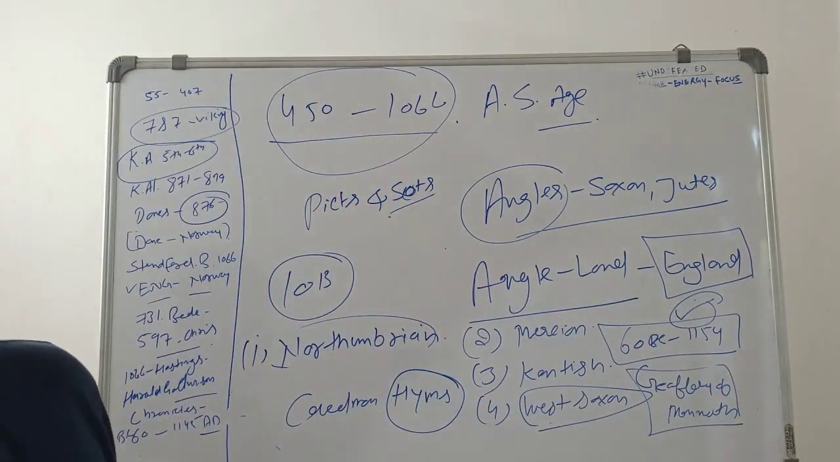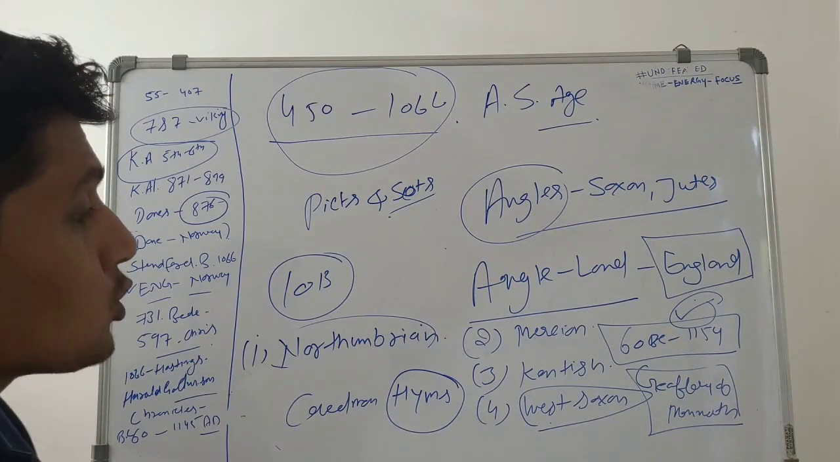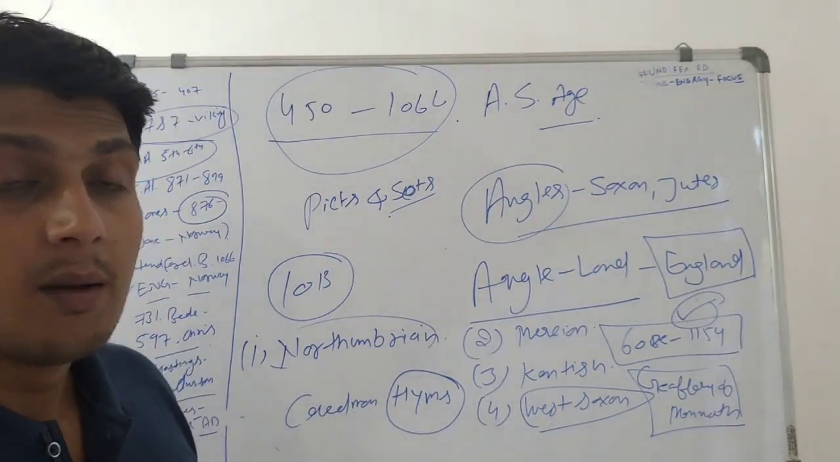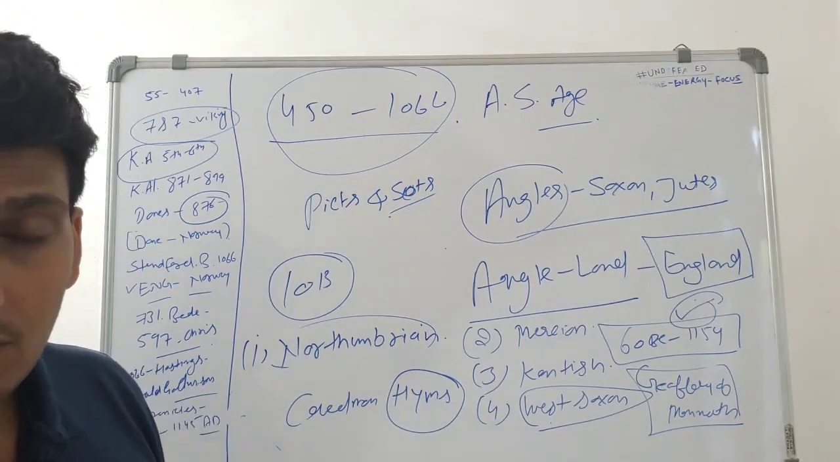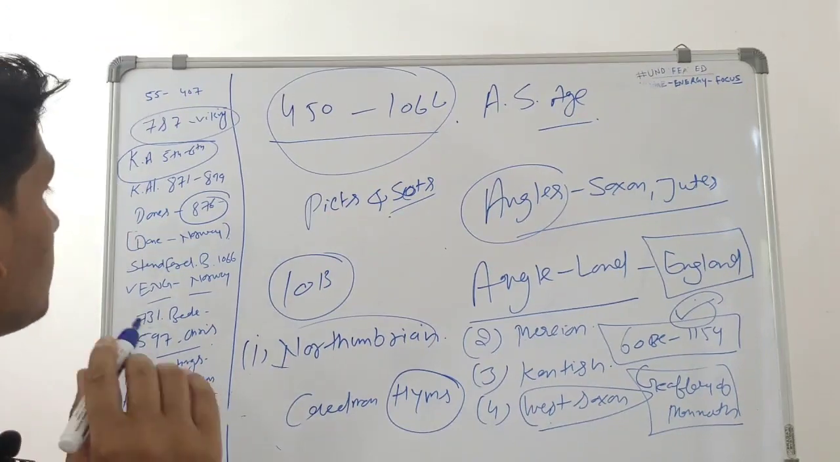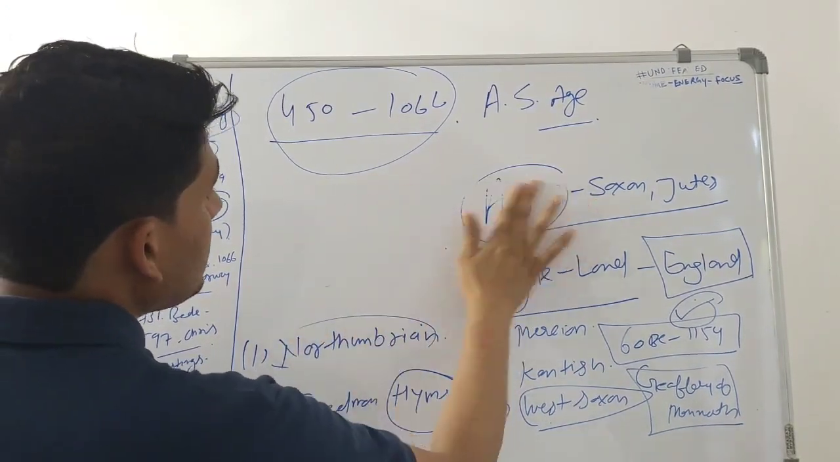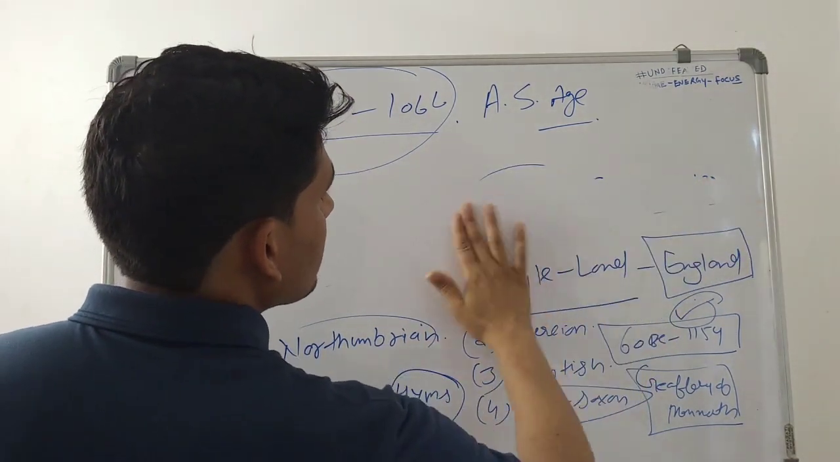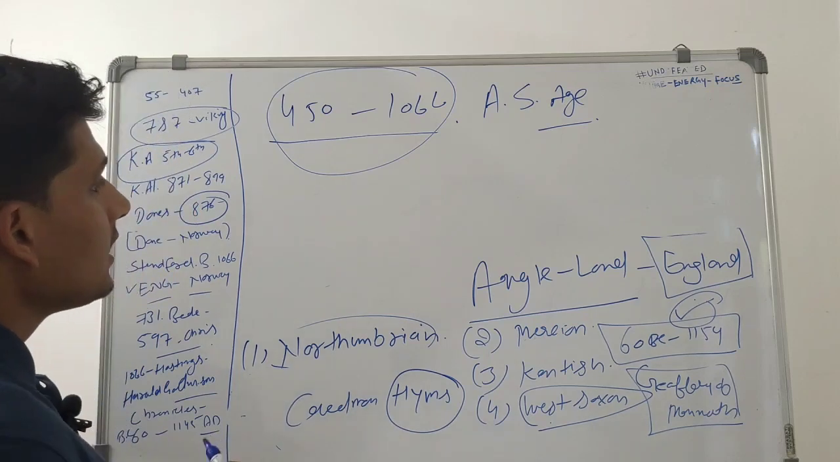Another prose work of this time period, which was also translated by King Alfred into English from the Latin language, is Bede's Ecclesiastical History of the English People.